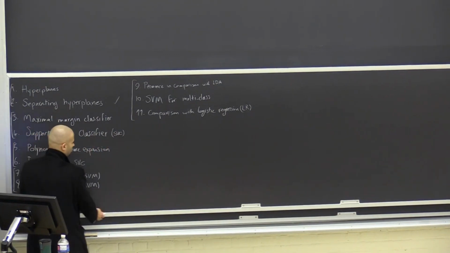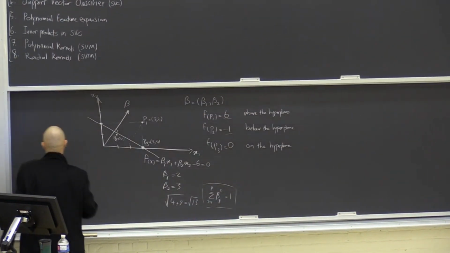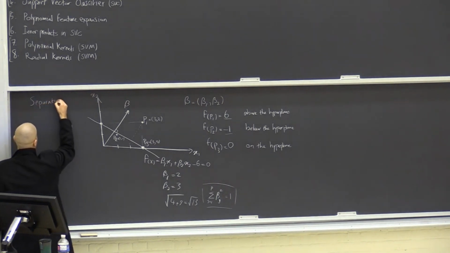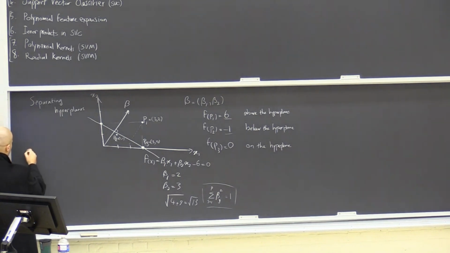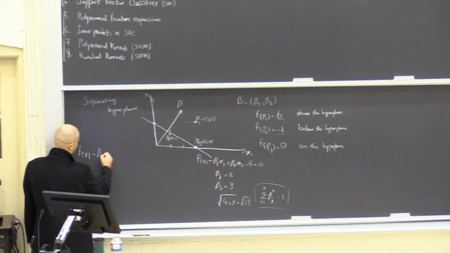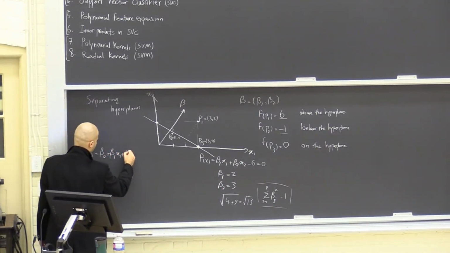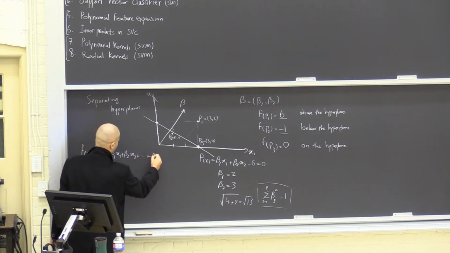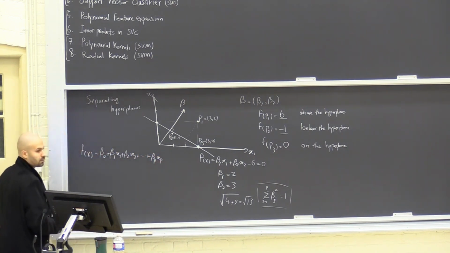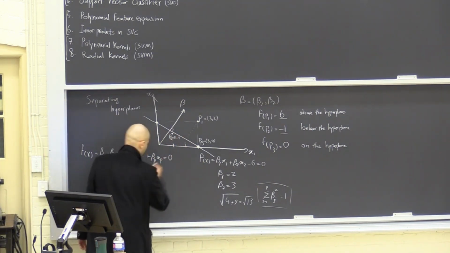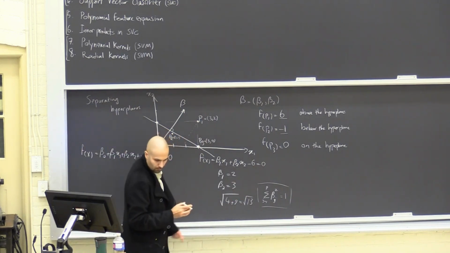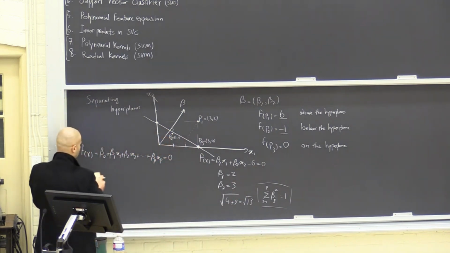So hyperplanes in general have this form. We have some vector x as the input, and we have beta 0 plus beta 1 x1, beta 2 x2, all the way to beta p xp if we have p features in total. This is a hyperplane, and this is equal to 0, similar to here. So f of x is not 0. This is the formula for the hyperplane, right?